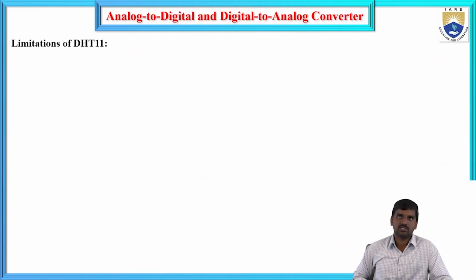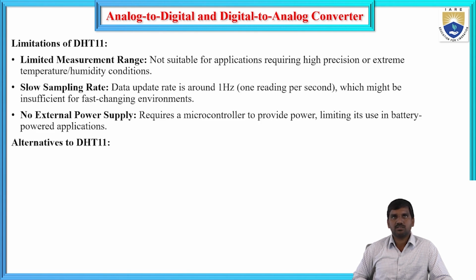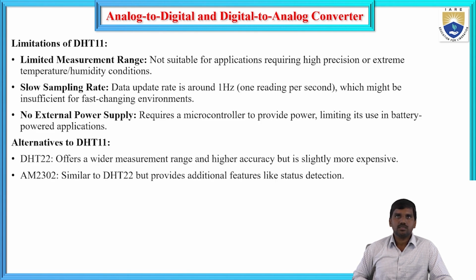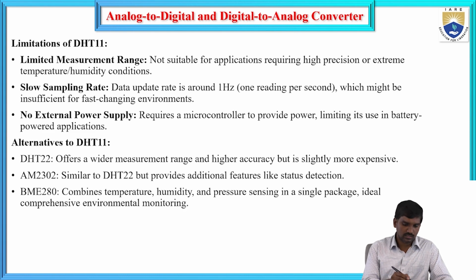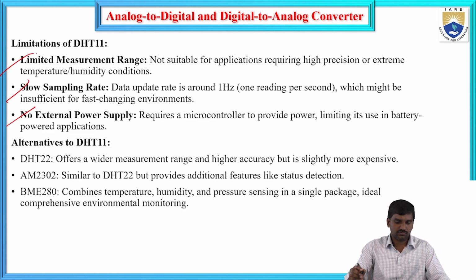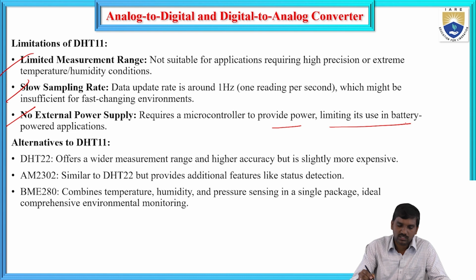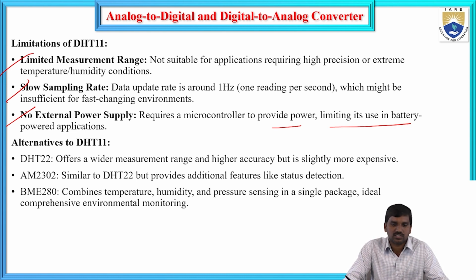Now the limitations: limited measurement range, slow sampling rate, and no external power supply. These are the three limitations of DHT11. Limited measurement range means it is not suitable for applications requiring high precision or extreme temperature and humidity. The sampling rate is also very slow. With no external power supply, there is no separate power source; it requires a microcontroller to provide power, limiting its use in battery powered applications.